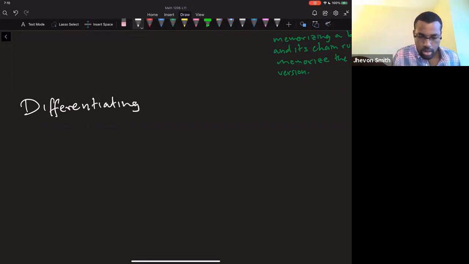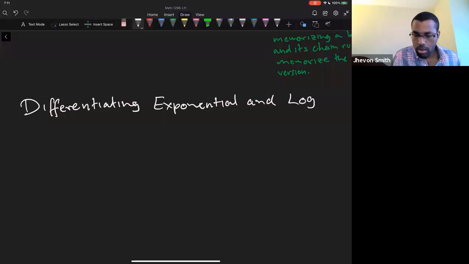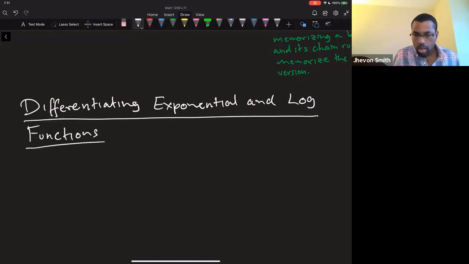differentiating exponentials and log functions. Let's talk about differentiating exponentials and logarithms. And this could include our favorite ones, functions like e to the x, but others, it can include our favorite logarithm like ln x, but also others. So we're going to deal with all of those guys now.